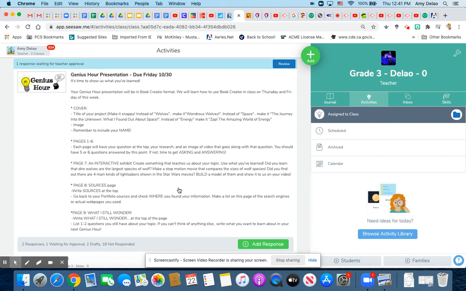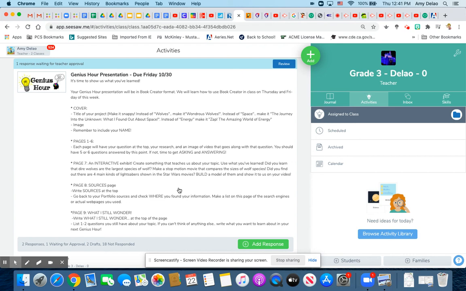Page 7 is your interactive exhibit. So you can create something that teaches us about your topic. I know some of you are doing game boards, some of you wanted to do movies. So that's where you would put it. So you can make a video of it and put it there. You can upload videos, and I will be making a Book Creator video in a few.